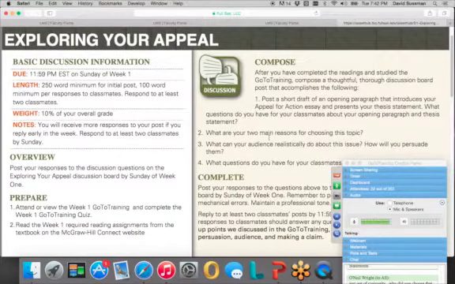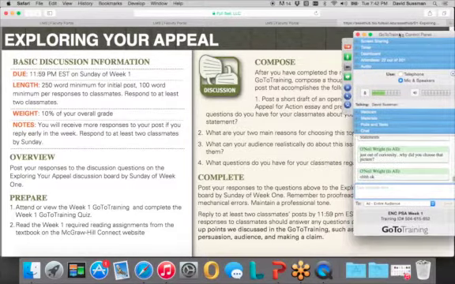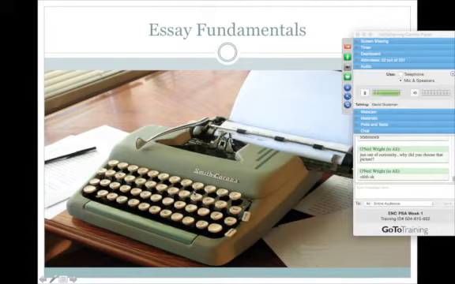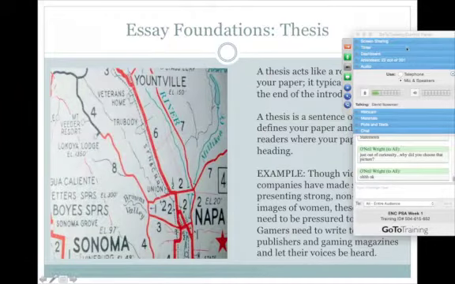But before we talk about introductions and thesis statements, we need to talk about those elements a little bit. Which means we're going to talk a little bit about essay fundamentals. Some of you know this stuff, but I'm guessing a lot of people could use a refresher, so let's get into that. First, let's talk about thesis statements.